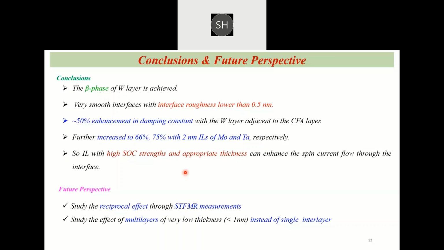The future perspective or future goal of this work is to study the reciprocal effects through STFMR measurements to generalize the concept, and also instead of a single interlayer, if we use multilayers of very low thickness, what will be the effect on spin pumping efficiency.